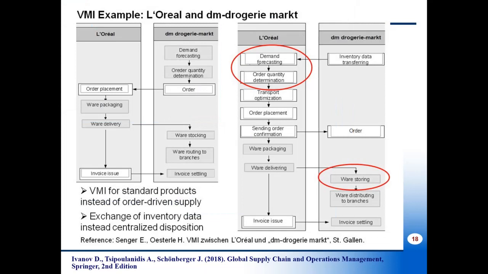Now let's take a look at L'Oreal VMI on the slide. The difference between both diagrams, left and right, is that the non-VMI strategy requires the buyer, in this case DM drogerie market, to decide how much to order based on its own demand forecasting.